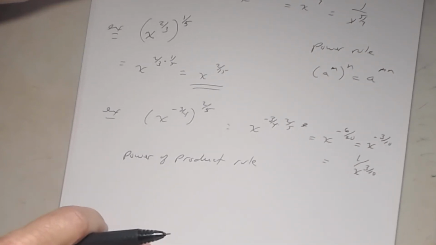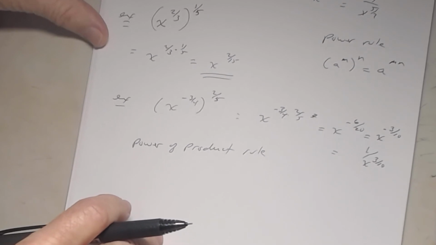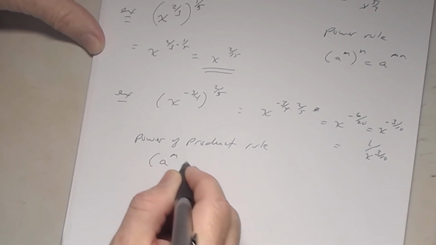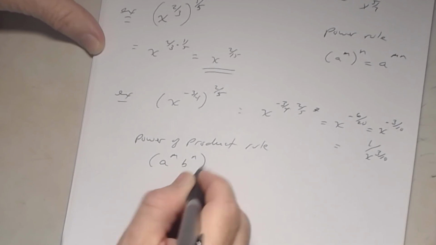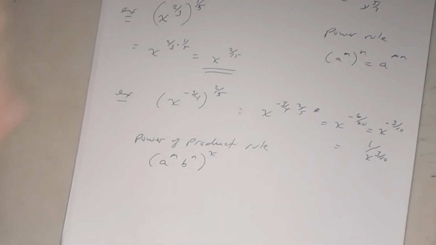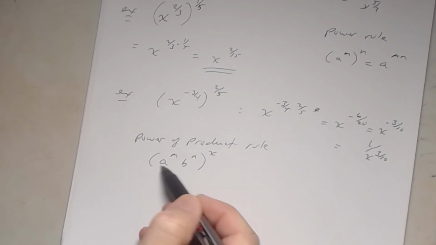The power of a product rule. The power of a product rule looks like this: a to the m, b to the n, all raised to, let's say, the x power. I made that up. Okay, so you see you have a power of a product.